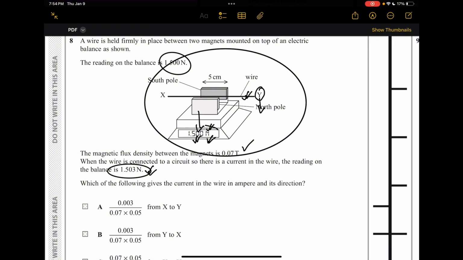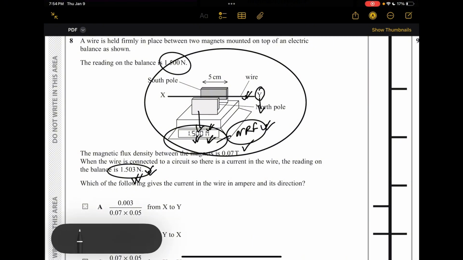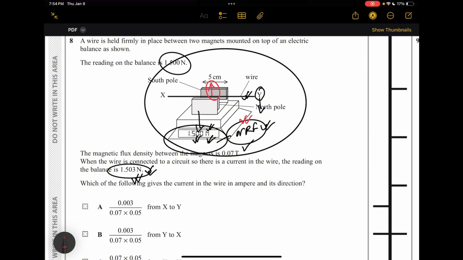But no, this balance always shows the normal reaction force, not the weight. As the value of this balance has increased, we can say that the value of normal reaction force has increased. So normal reaction force is a force upward. As the normal reaction force is increased, we can say the force on the wire is upward.